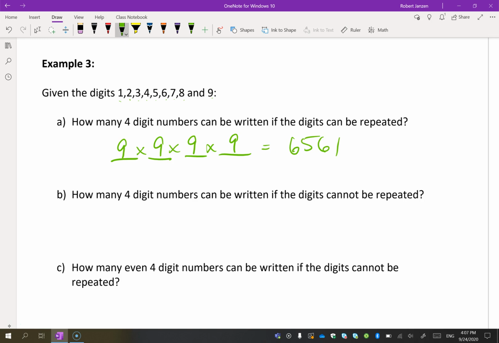Now how many 4-digit numbers can be written if the digits cannot be repeated? We've seen one like this, so I can still have 9 digits for the first one, and then it's going to be 8, and then 7, and then 6. What is that?